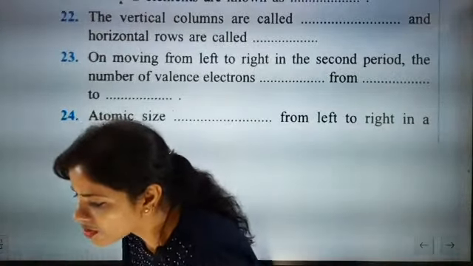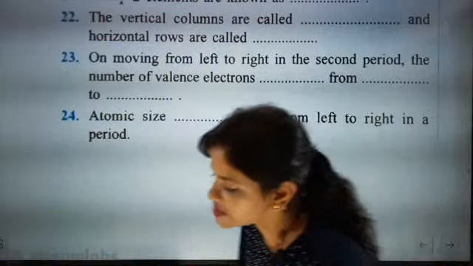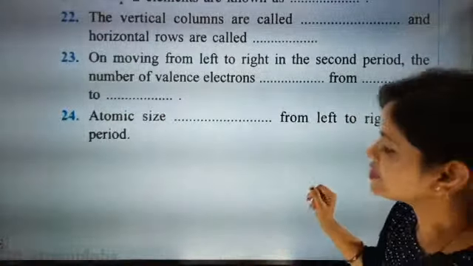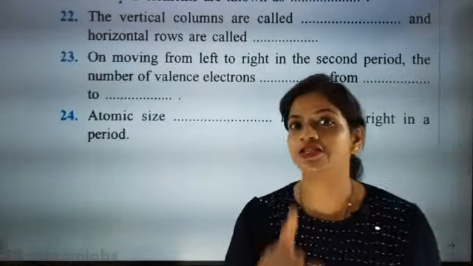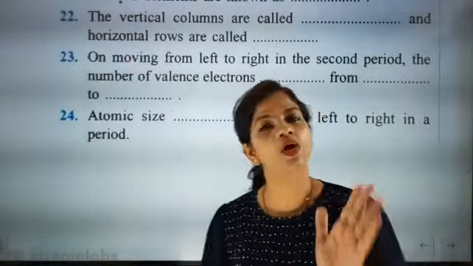Okay, now the next question. Everyone started giving the answer. Absolutely correct answer, Kishika. Everyone is absolutely correct. That is, atomic size decreases. But I am just recalling one thing.